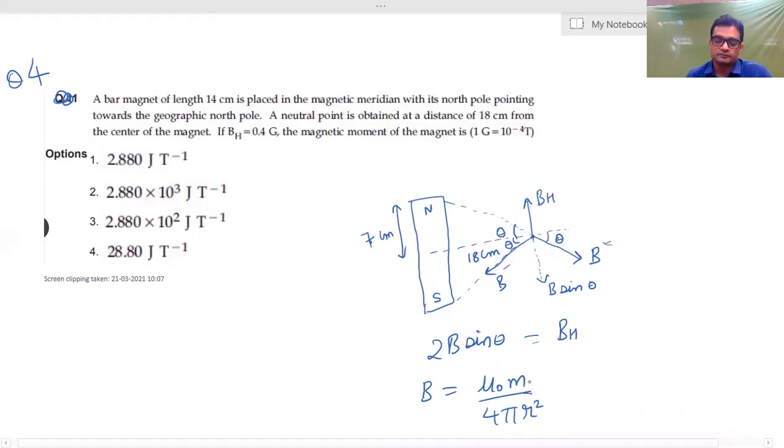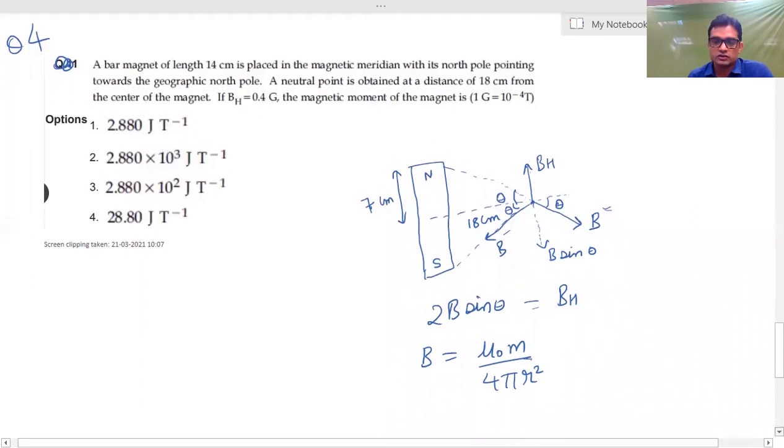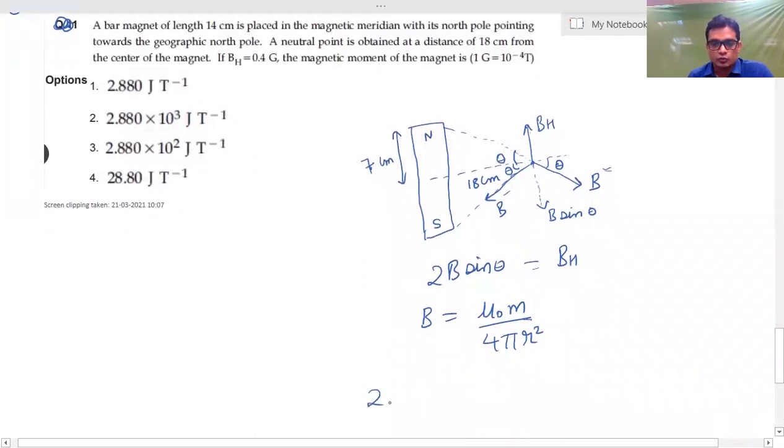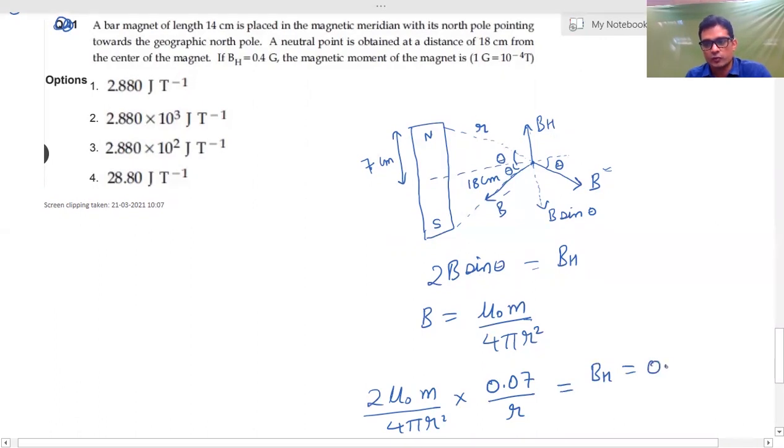This is equal to mu naught M upon 4 pi r square. So now I'll substitute the values. Here I will get 2 mu naught M upon 4 pi r square. Here r is this distance. Also we can write sine theta as perpendicular upon hypotenuse, which will come out to be 0.07 upon r, which is equal to BH, and this BH is given as 0.4 into 10 to the power minus 4.